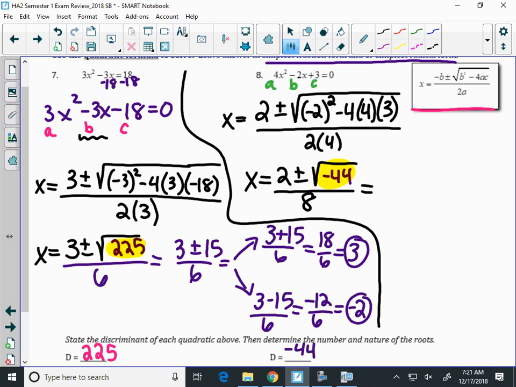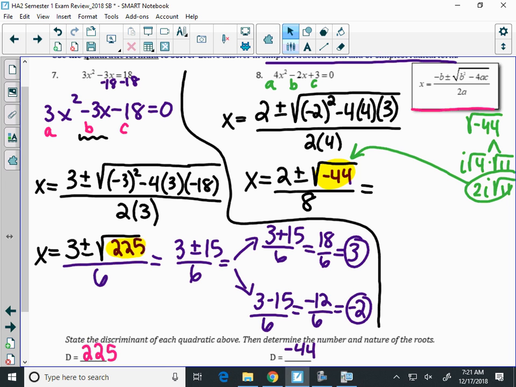So you need to think about what perfect square goes into 44. That'd be 4. Remember, you're going to have an i. So you're going to have i, radical 4 times radical 11, which is 2i radical 11. That 2i radical 11, you're going to replace that square root with. So what you'll have, the first thing, is just 2 plus or minus 2i radical 11 over 8.